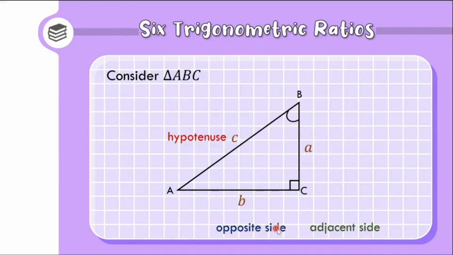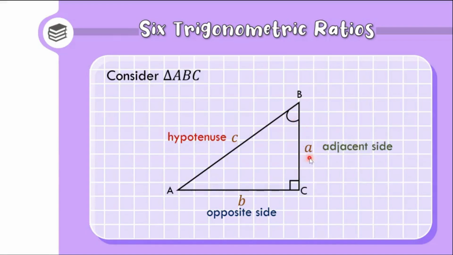Then, as for the opposite side, we must refer to our reference angle. Since the reference angle here is angle B, then the opposite side is side AC or side b. As for the adjacent side, this is the other side of the angle B here. Since angle B has sides AB and BC, and since AB is already the hypotenuse, then the adjacent side of angle B here is the side BC or side a here. So these are the hypotenuse, opposite side, and adjacent side with respect to angle B.